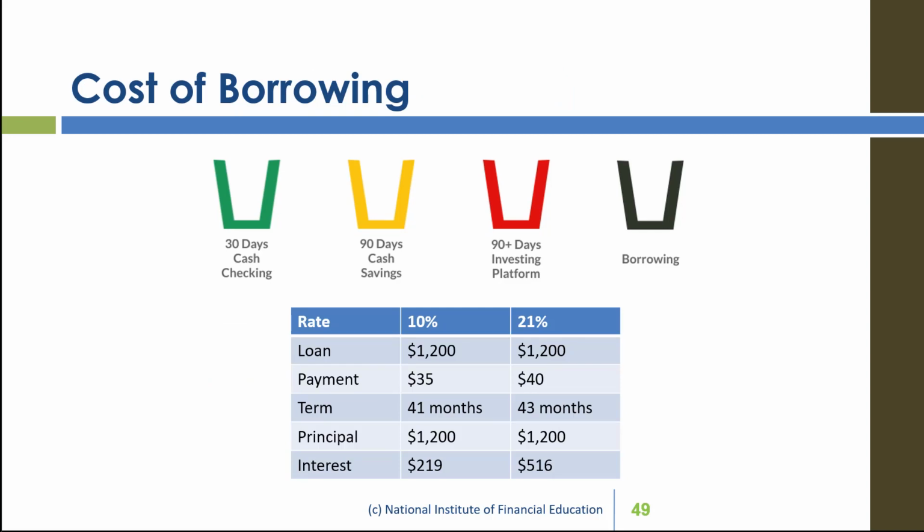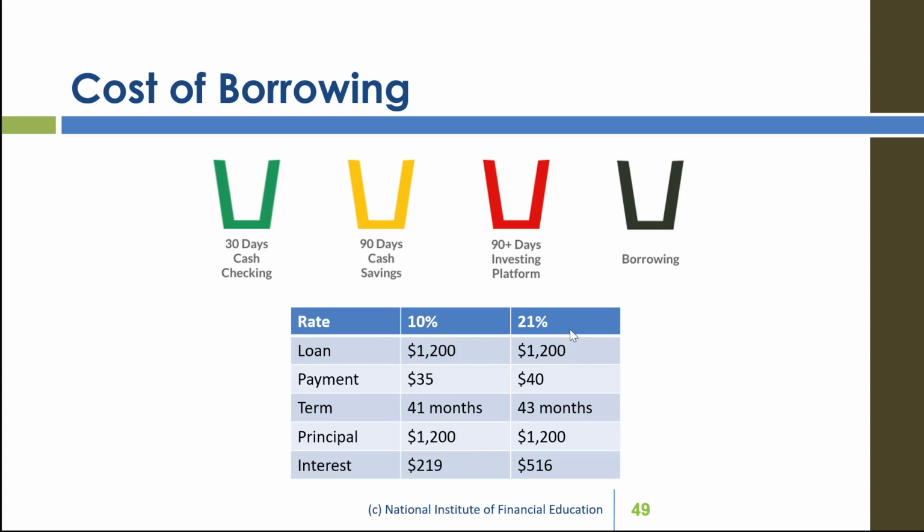If I'm borrowing at 10%, that $1,200 that I borrow, maybe I make a $35 a month payment on it. Well, that feels pretty good because it's a small amount. But in doing that, I'd pay back that $1,200 over 41 months. I'd pay the original $1,200 back plus $219 in interest.